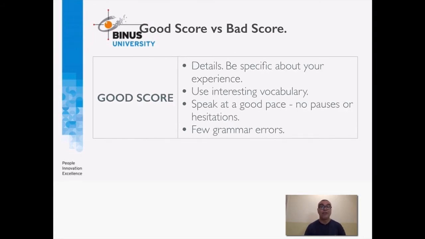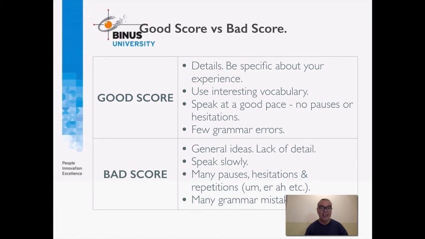The good score: you will give details and you will be specific about the experience you are describing. You will use interesting vocabulary, so keep on developing and growing your vocabulary. You will speak at a good pace, no pauses or hesitations. So by this I mean, like that. And of course you'll make fewer grammar errors. And then the bad or the weak scores is general ideas which have lack of detail, speaking slowly, too many pauses, hesitations and repetitions, and making grammar mistakes.